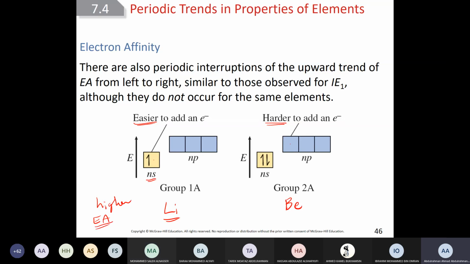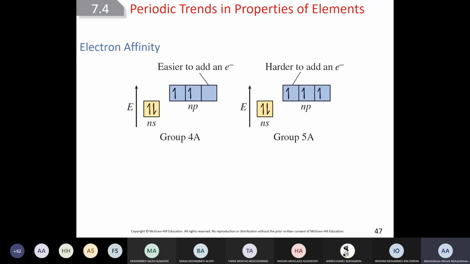All right? So lithium is greater than Be. Is this clear? Okay. Which one is easier, to put the electron here or to put the new electron here?